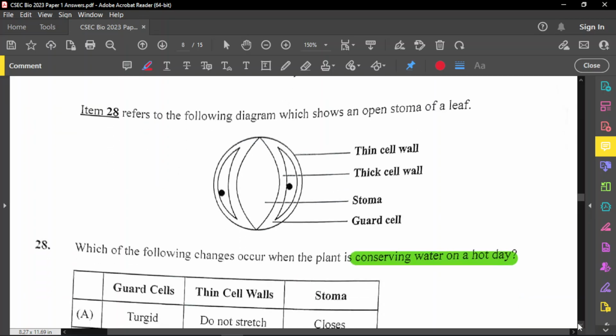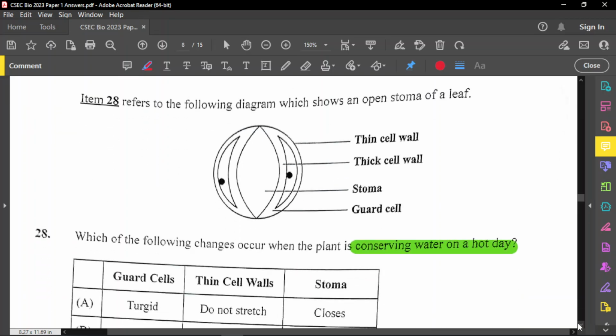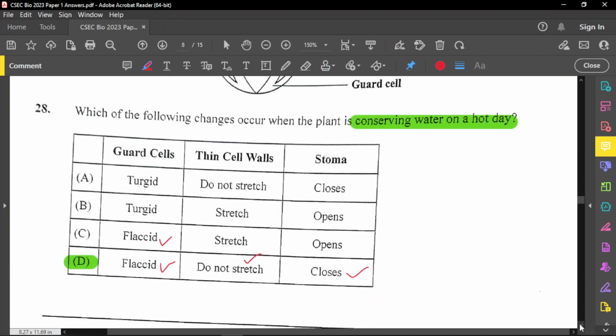Question number 28. It said item 28 refers to the following diagram, which shows an open stoma of a leaf. And so on the outside, we have a thin cell wall. Inside, we have a thick cell wall. And we have a stoma, which is the opening, and we have a guard cell that controls the opening of the stoma. And it said, which of the following changes occur when the plant is conserving water on a hot day? And if you're going to conserve water, then what must happen is that the stoma must close.